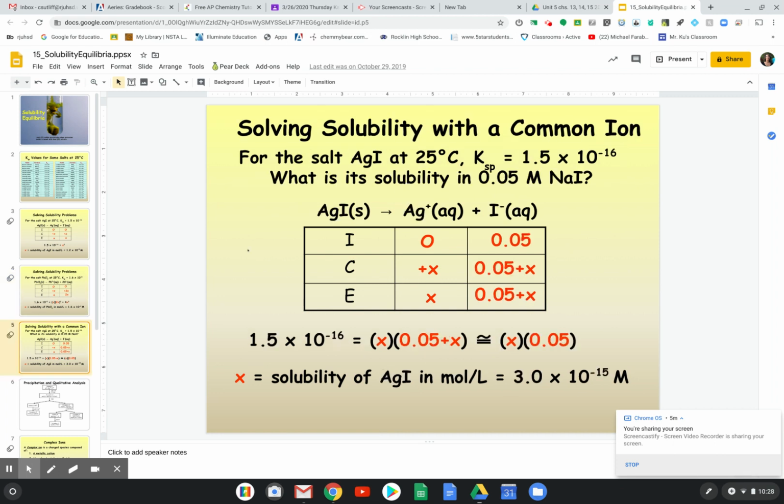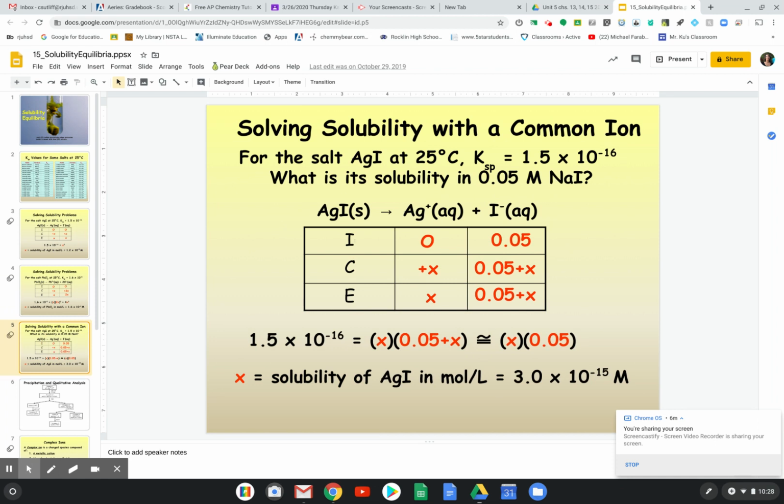Now, here is a classic example of how solubility will be affected when you add a common ion to the situation. So they have a salt that is silver iodide. We have looked up the Ksp value, 1.5 times 10 to the minus 16. And now we're going to add the common ion of iodide from sodium iodide in. Remember, sodium is a spectator ion. It will not be involved in any situation. Only the iodide is the important piece.